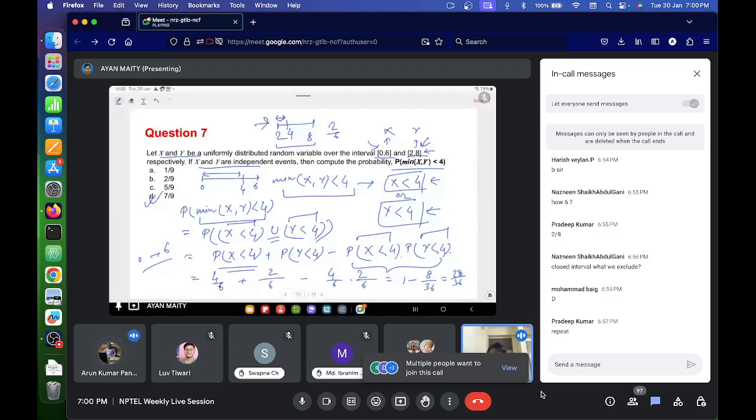Then you put all those values here. How do 4 and 2 come?